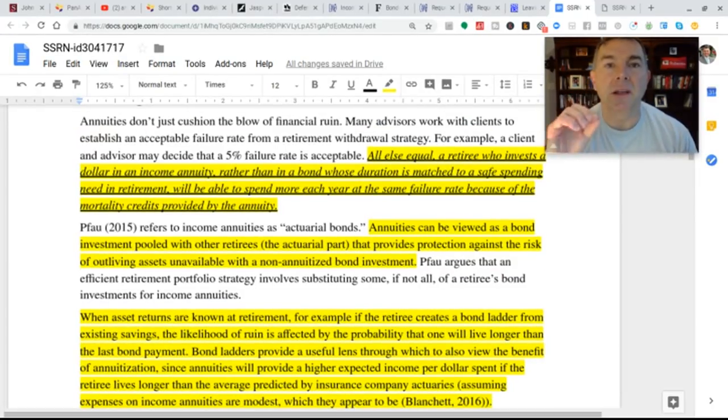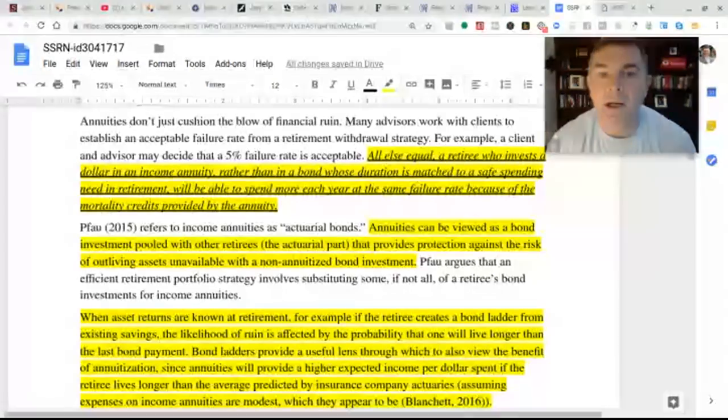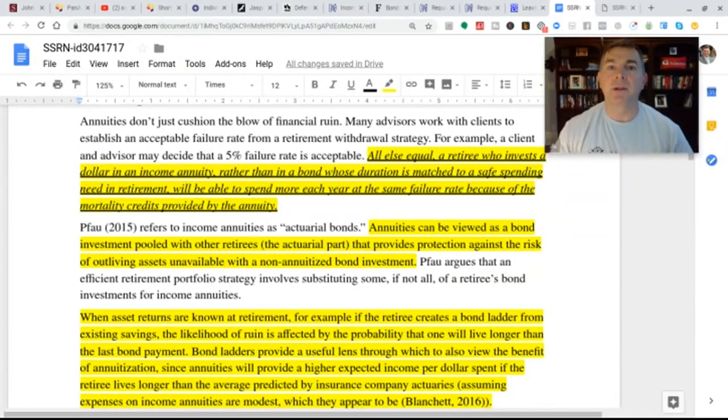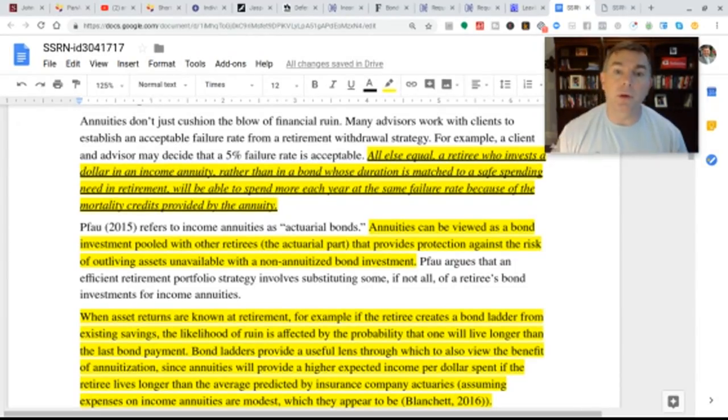Annuities can be viewed as a bond investment pooled with other retirees that provides protection against the risk of outliving assets, unavailable with a non-annuitized bond investment. That's what mortality credits are. When I talked about mortality credits yesterday in my video on why you need a deferred annuity now.